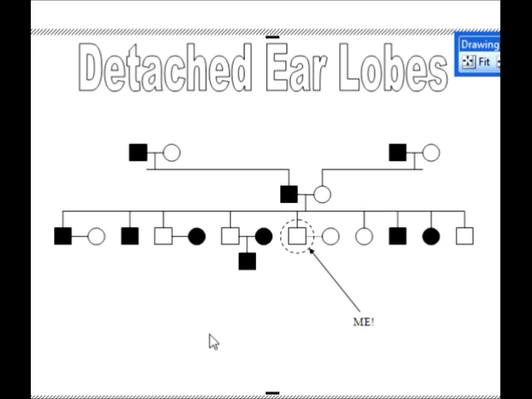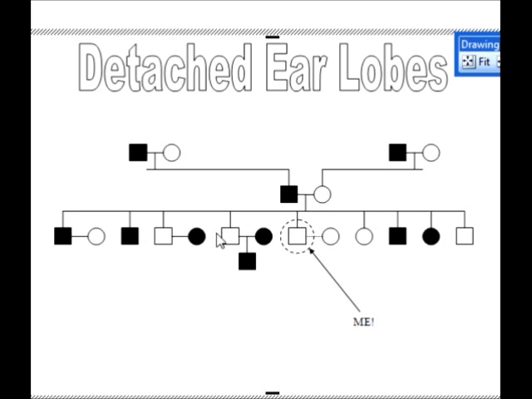Right, so the first thing I did is I just looked at my family and discovered who had detached earlobes. Those who are affected are those who have detached earlobes, and unaffected have attached earlobes. This here is me, and right now I'm engaged. When a square and a circle are linked together by a line, it means they're married, but I'm engaged and didn't know how to do that with a dotted line.